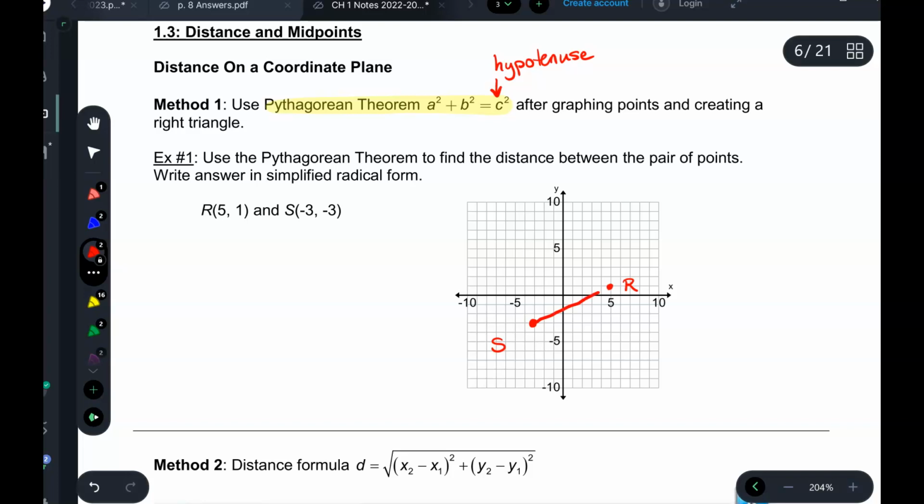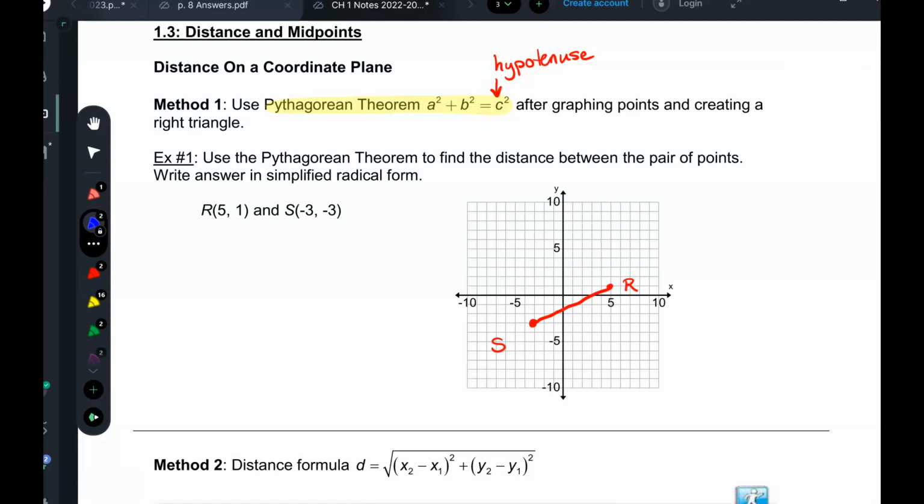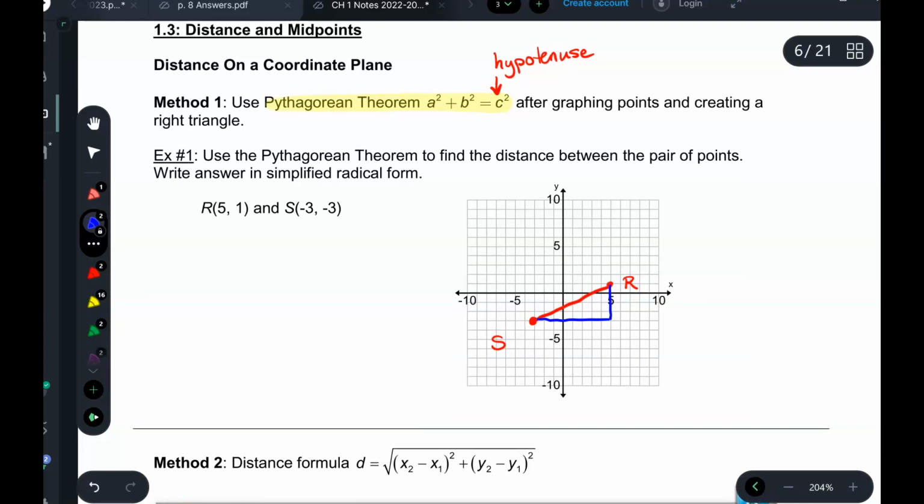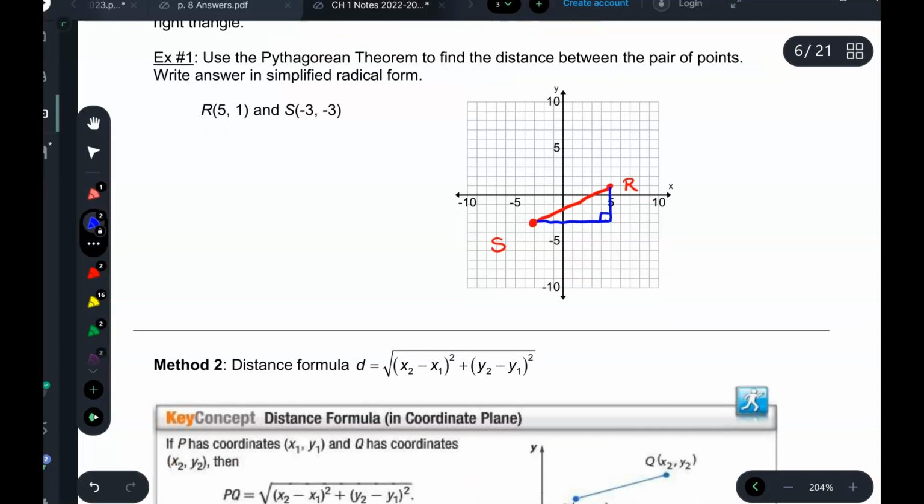So I will just connect. I want to find that distance, but we can't count diagonally. That's no good, right? No bueno. So I want to make a right triangle. Well, how could I do that? I can make the triangle go down from R and over from S to make a right triangle. Now, is that the only way to make the triangle? I could go up. It just looks like it's the same thing. You'll get the same answer.